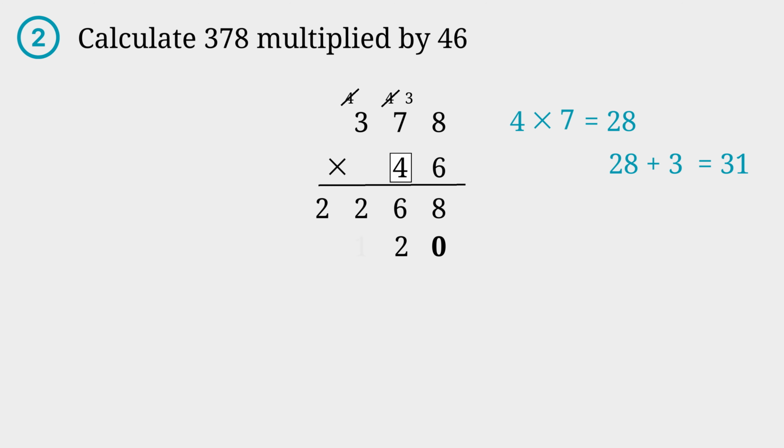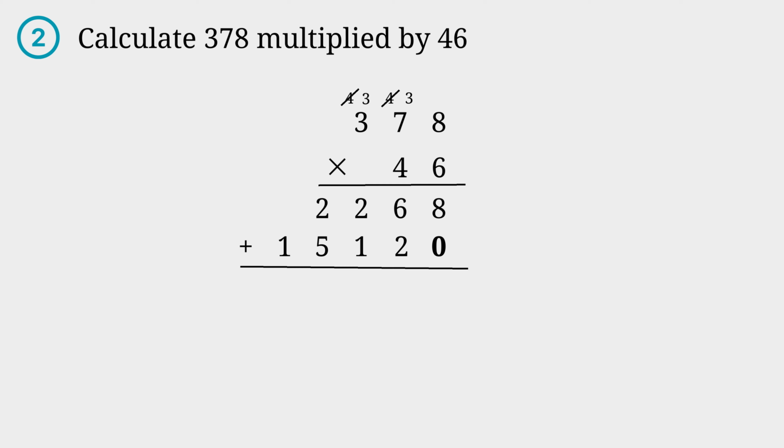Write the 1 in the new line and a small 3 at the next digit, which is also 3. 4 times 3 is 12, and add the small 3 to give you 15. Because there's no digits left to multiply, write down the 15 like so. Now you need to add the two multiplied lines together.